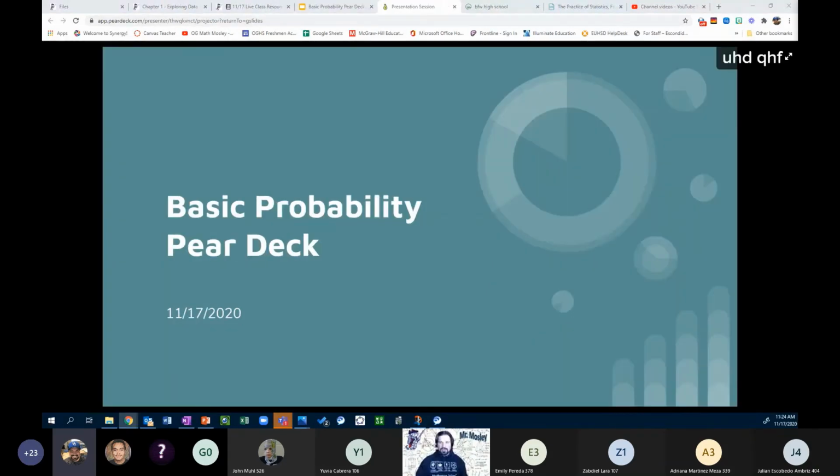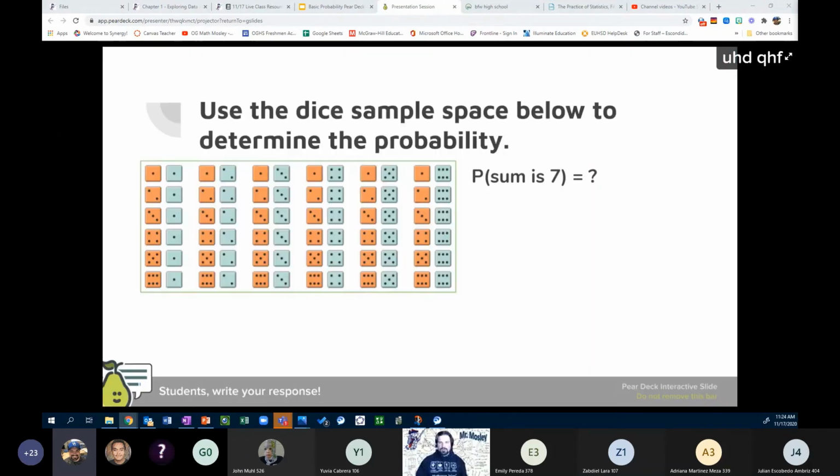All right, so here we go. Question number 1, use the dice sample space below to determine the probability. We have the probability that the sum of the 2 dice is 7. What is that probability? I'm going to give you all 2 minutes to respond.